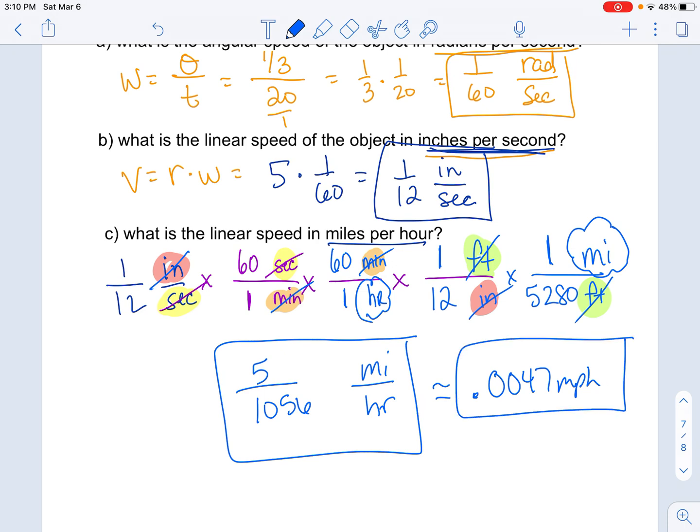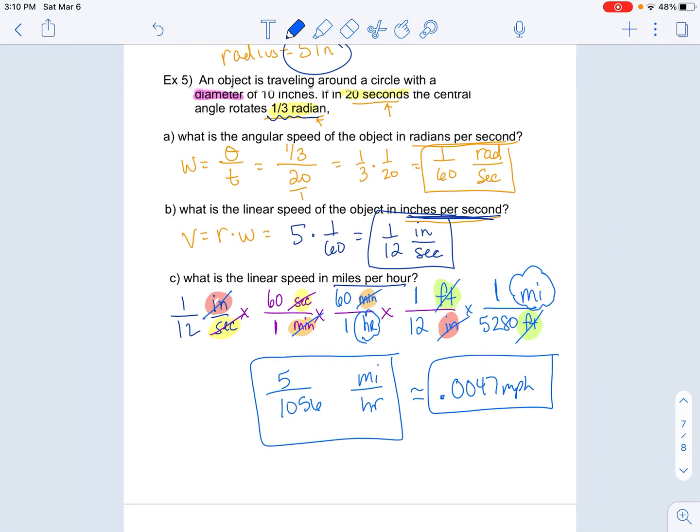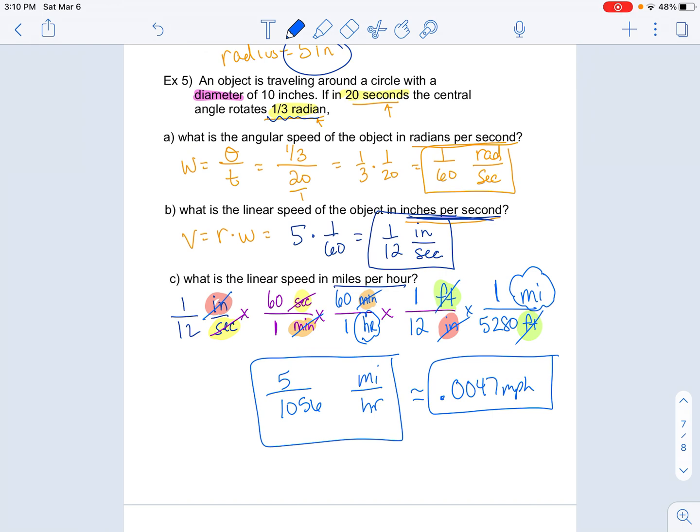If we were talking about the actual speed rounded. So again, that object is not traveling very fast, but we could either leave it as an exact answer, the 5 over 1056, by hitting math, enter, enter, or the rounded.